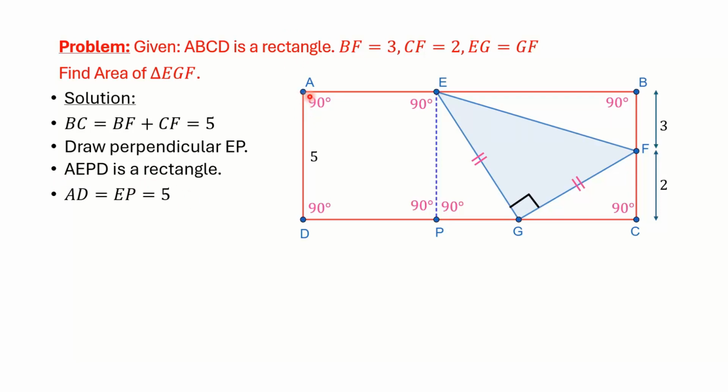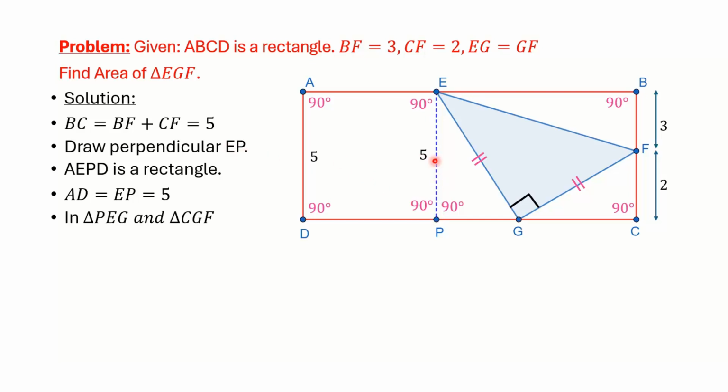Now ABCD is a rectangle. This means this length is equal to this length because these two are parallel sides. Now AEPD is also a rectangle. This means this length is equal to this length, that is, this is also equal to 5 units. So AD equals EP and both are equal to 5 units. So this length is 5 units.